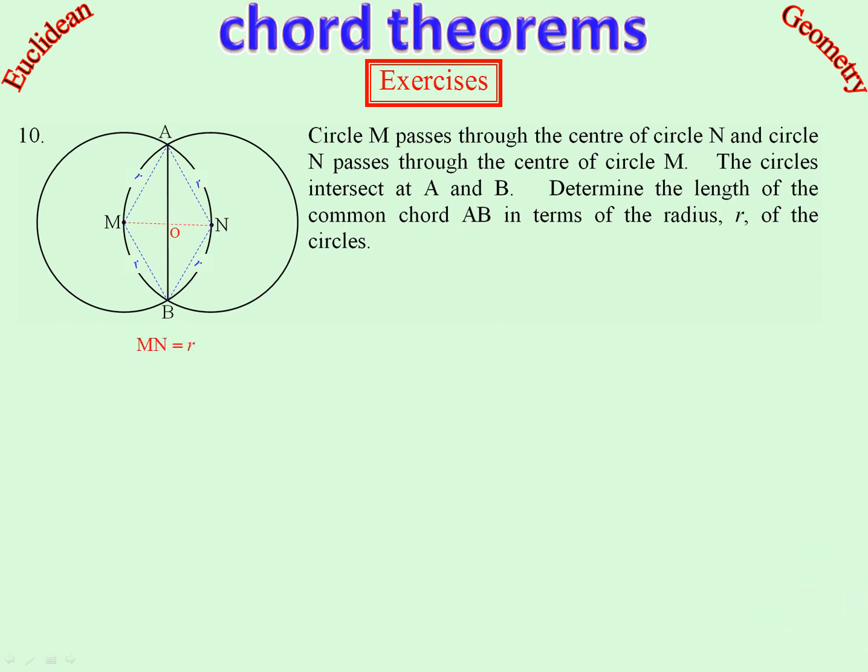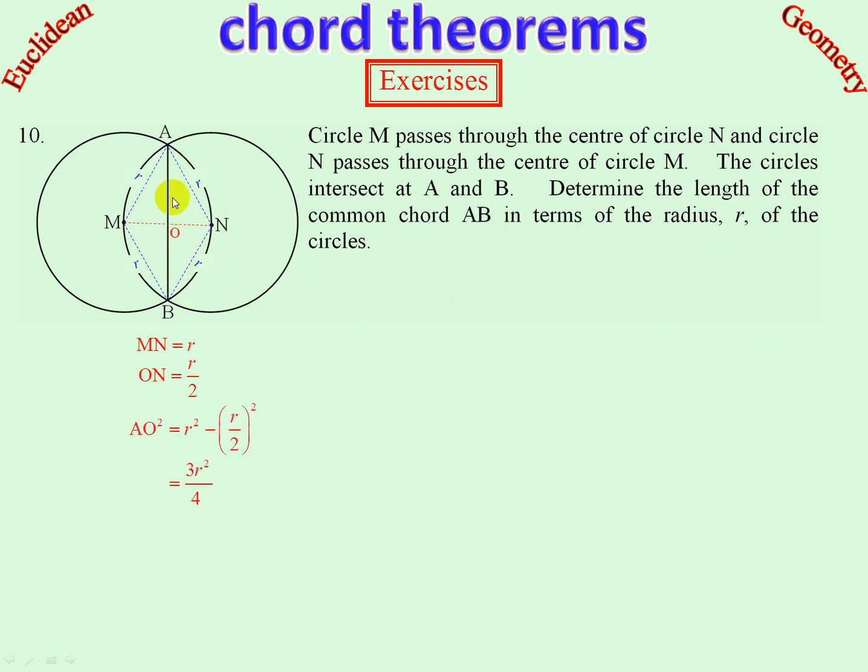So I'm going to draw a perpendicular in. MN is also equal to R, because it's a radius of either circle. So ON is R over 2. Because this is a kite or rhombus, these must intersect at right angles.